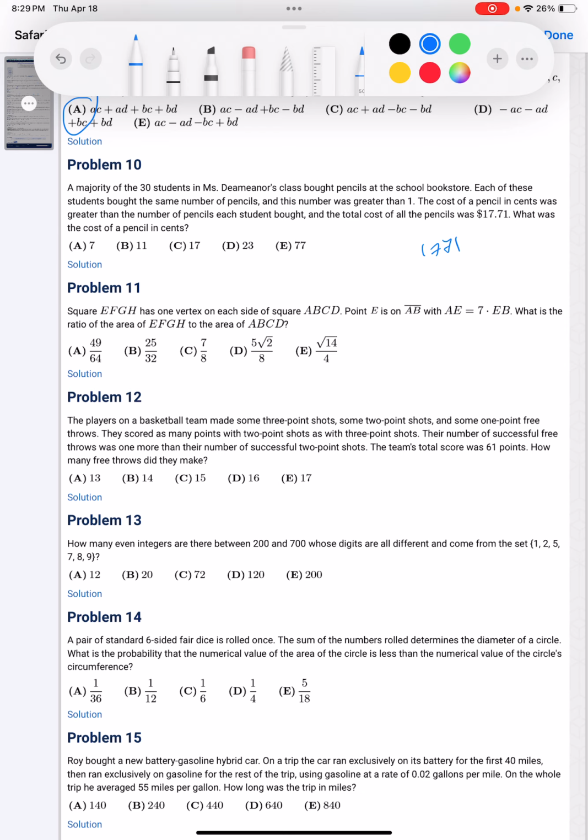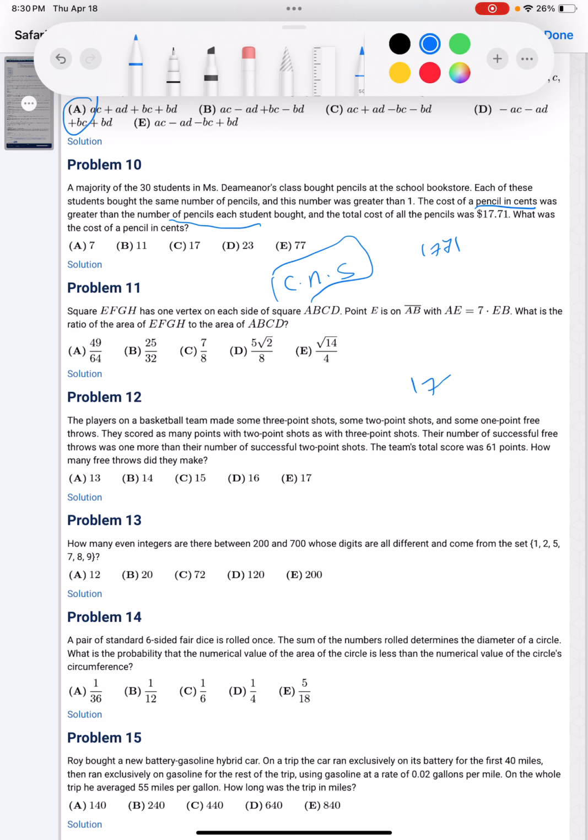So basically, when you think about it, we have 3 factors. We have the cost of the pencil, we have the number of pencils each student bought, so N, and then we have the number of students. So this is basically our value. So we divide into 3 factors, and then we figure out that the cost of a pencil in cents was greater than the number of pencils each student bought. And we'll move from there, right? We have 30 students, so the number of students has to be less than 30 in some way. So we have a limitation that we can derive.